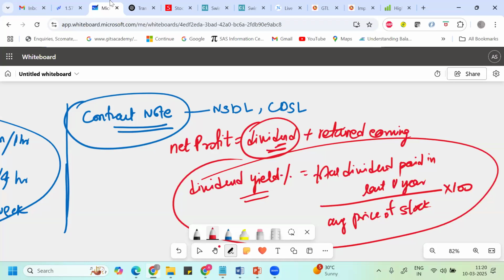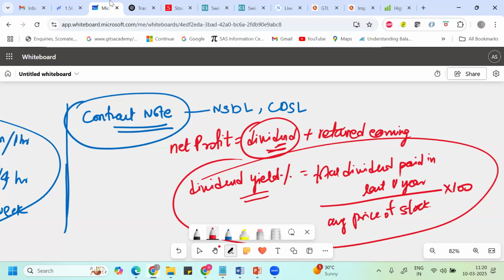And apart from dividend, company gives bonus. Bonus means extra shares they give to the shareholder. There are a lot of corporate announcements the company does. Once you get into the market and start observing them, you will get to know a lot of things. So payment of dividend is not a compulsion for the company. If the company wants, they will pay dividend. Otherwise, it is not a compulsion that they have to give dividend to the shareholder.